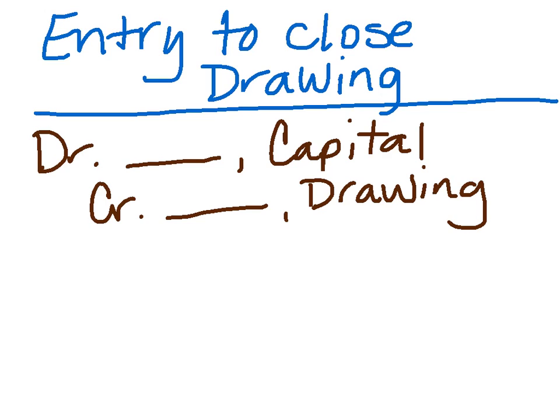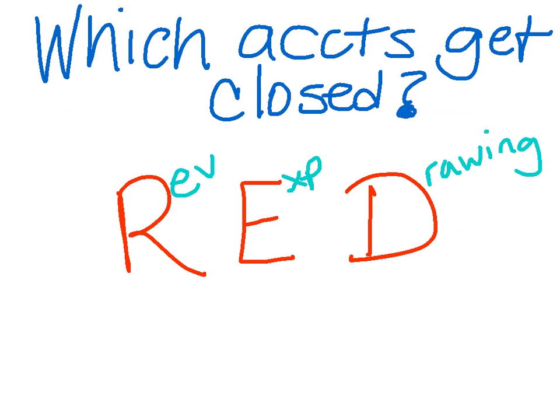And the last step in the closing process is to close drawing. So drawing normally gets bigger by debits. So if we want to bring drawing to zero, we're going to need to credit it. And since we've now closed out income summary, we did that in the third step, we close drawing to capital. The other reason we don't use income summary when we close drawing is because drawing doesn't have anything to do with net income or net loss.